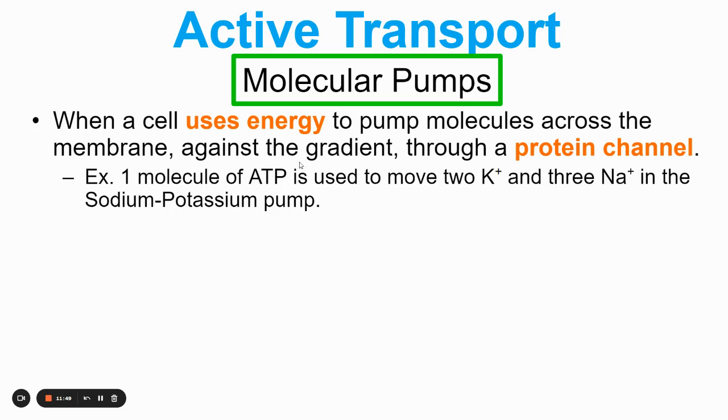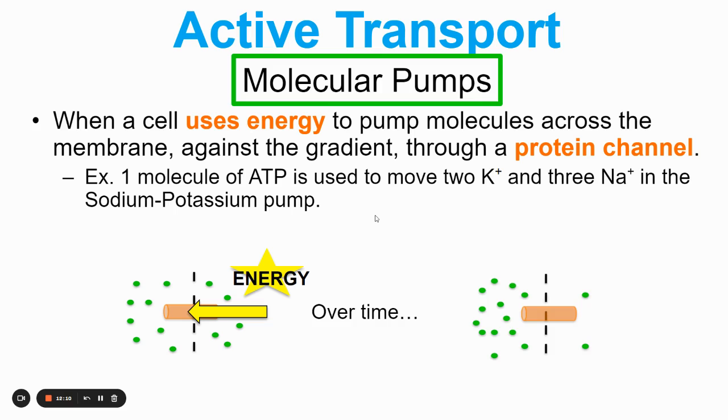And so we're going to say that one molecule of ATP is actually used to move 2 potassium and 3 sodium in something called the sodium potassium pump. And that is something that is used in every single one of your neurons, your nerve cells in your body, to make an electrical signal take place. And so we're going to be using energy to make that happen, and we're pumping potassium out of the cell, and you'll see that over time we end up with more potassium out of the cell than inside of the cell.